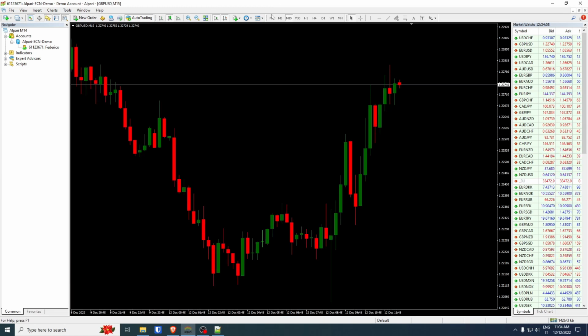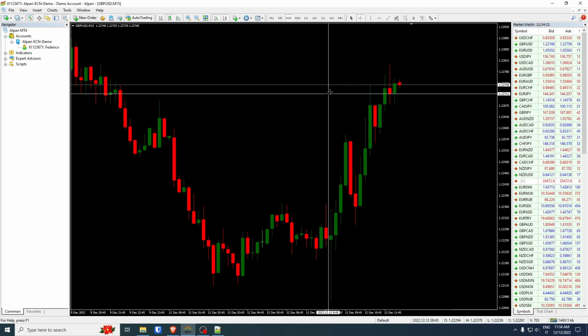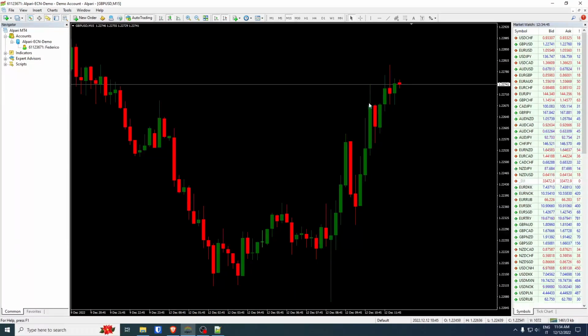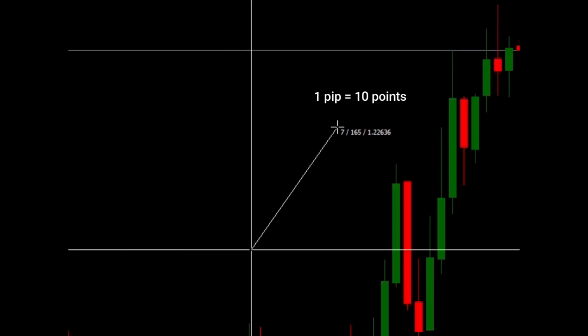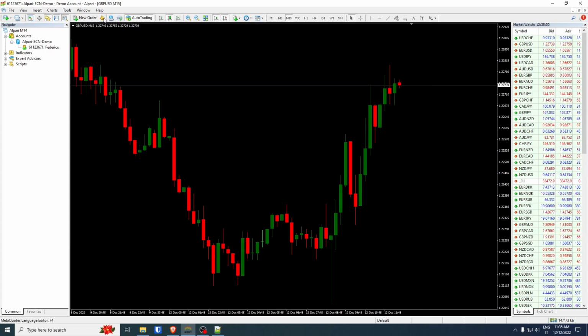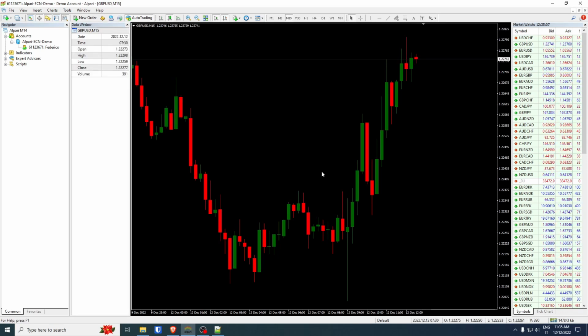Okay, now here you can choose the time frame. These are just objects that you can choose. Let's use this crosshair. The crosshair is used for counting the bars or the points for a market. Keep in mind that in the Forex market, 1 pip is 10 points. Here you can zoom in or zoom out. This we're not going to use. New order. This is a data window where you have your information for the candle.